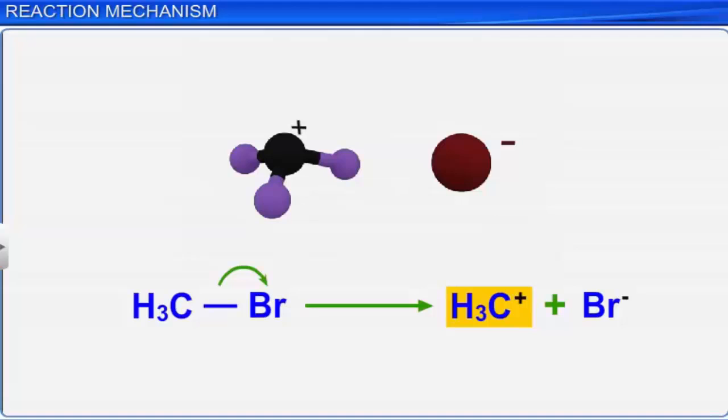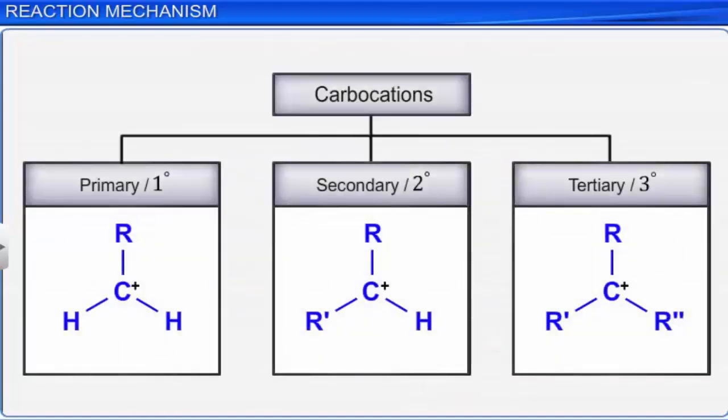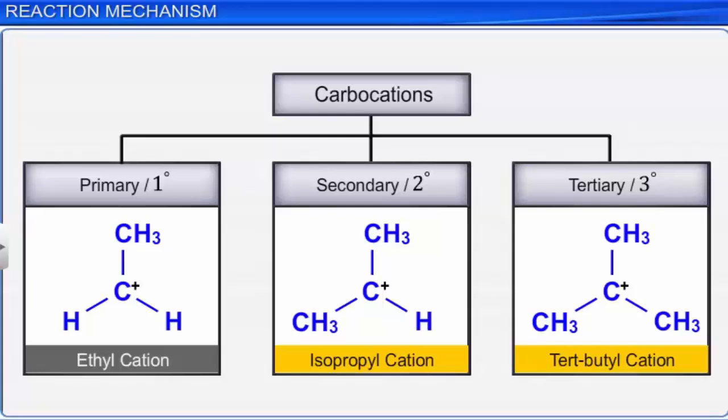A positively charged carbon with a sextet, which is the methyl cation here, is called a carbocation or a carbonium ion. Carbocations are very reactive as they have a strong tendency to complete their octet. Depending on the number of alkyl groups directly attached to the positively charged carbon, carbocations are classified as primary, secondary and tertiary carbocations. For example, ethyl cation is a primary carbocation, while isopropyl carbocation and tert-butyl carbocations are secondary and tertiary carbocations respectively.